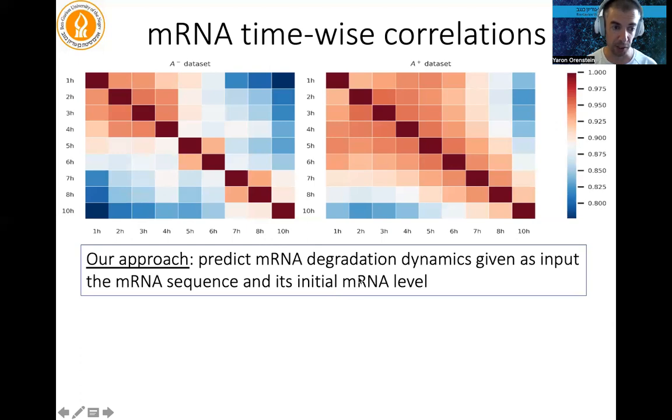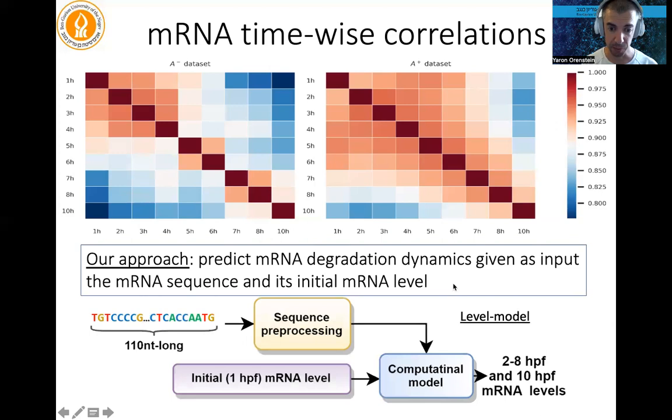We took a model that gets as input the mRNA sequence of the 3' UTR and the initial mRNA level, and then predicts the future time points. So here we see a sequence goes into some pre-processing, which I will go over in detail in the next slide, takes the initial mRNA level, performs some computation using a machine learning model, and then outputs the prediction for future time points.